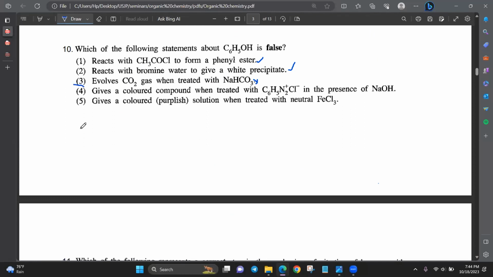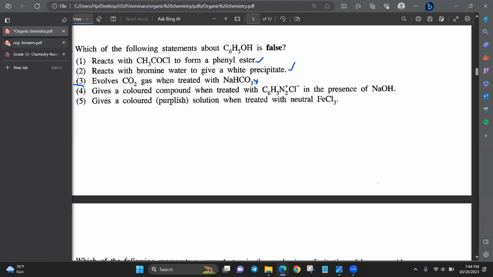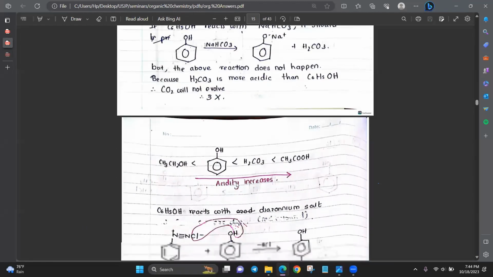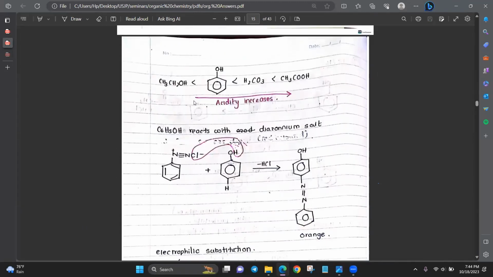Gives a colored compound when treated with diazonium salt in the presence of sodium hydroxide. We'll just check those answers as well. Here I have given the acidity increasing order as well. Carboxylic acids have greater acidity than carbonic acid, which has greater acidity than phenol, which has greater acidity than alcohol. So because phenol has lesser acidity than carbonic acid, it will not undergo a reaction which gives carbonic acid. So it will not react with sodium bicarbonate or sodium carbonate.